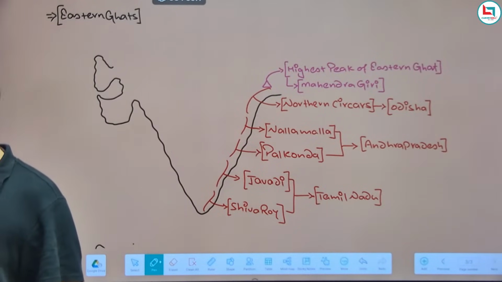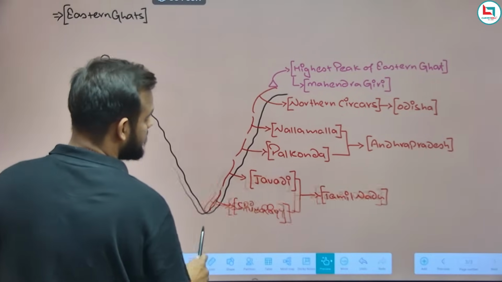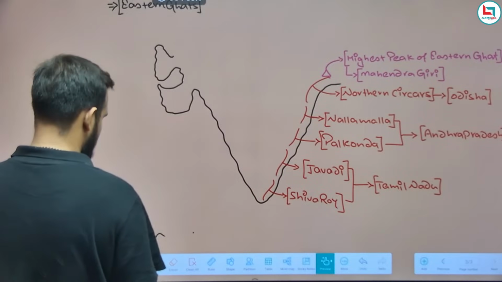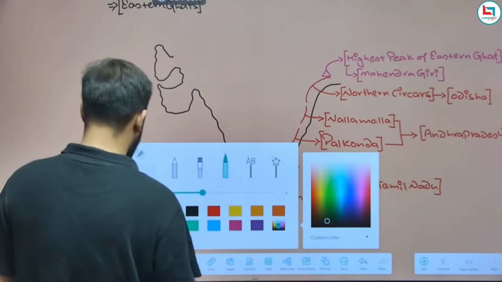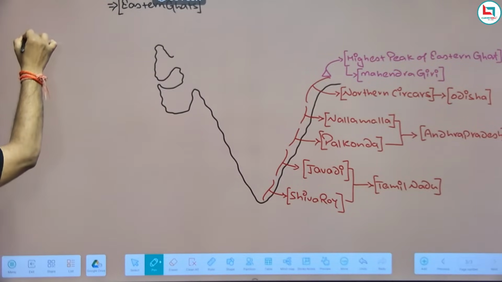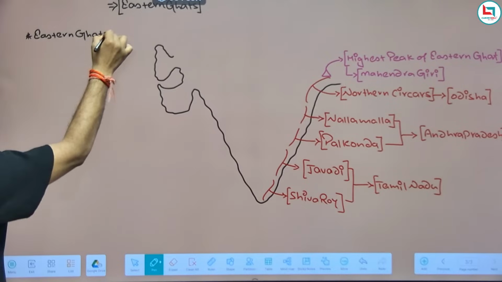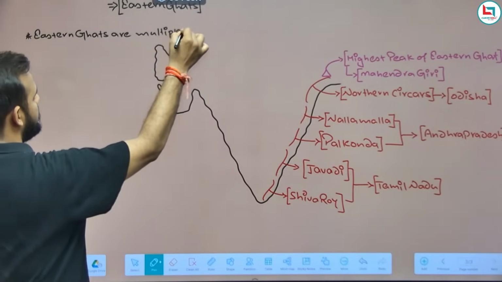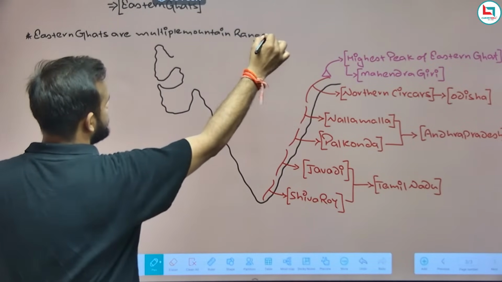After this, the next one, let me write down the thing. Okay, let's talk about the very first thing, that Eastern Ghats are multiple mountain ranges.